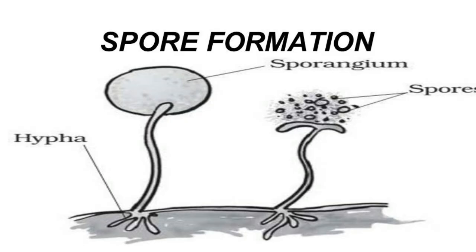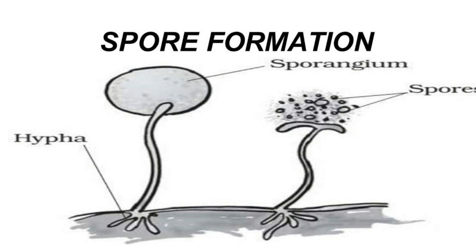Fourth one is spore formation. What do you mean by unfavorable condition? Scarcity of water, nutrition deficiency in soil, and high temperature, these are the unfavorable conditions.